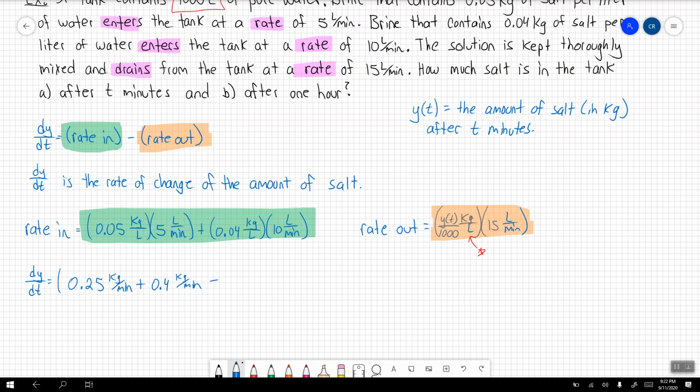minus our last equation here. Well, we're going to have 15 divided by 1,000, and that's going to be 0.0015. Oops, sorry, one too many zeros. My apologies. 0.015. There we are. And this is y, because again, we're multiplying by that function of y. And again, this is going to be kilograms per minute.